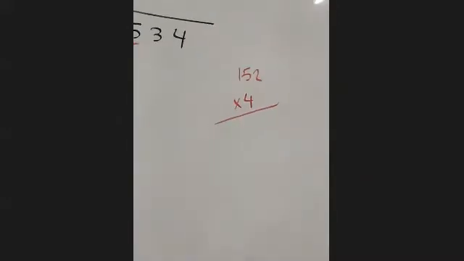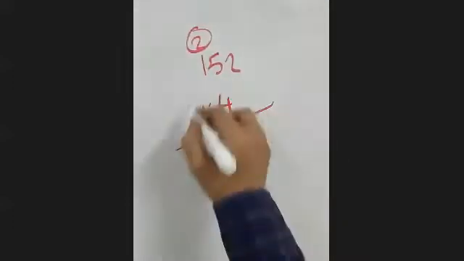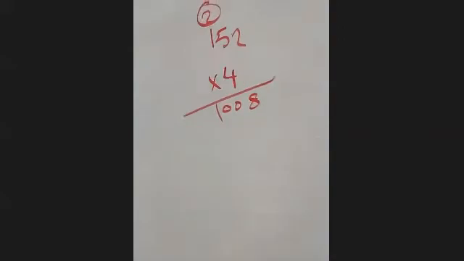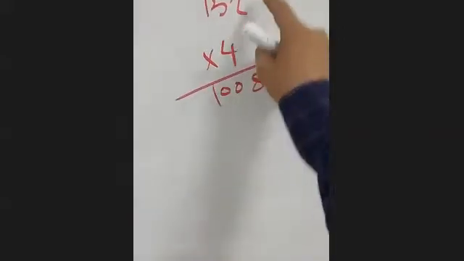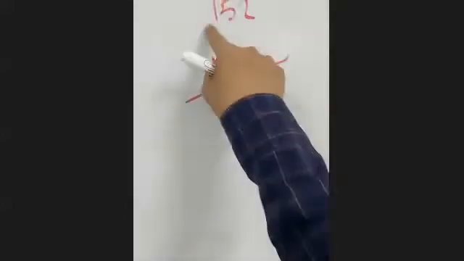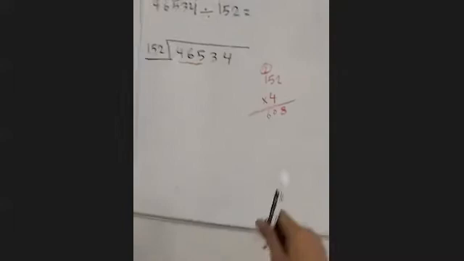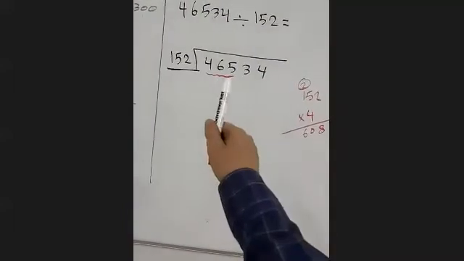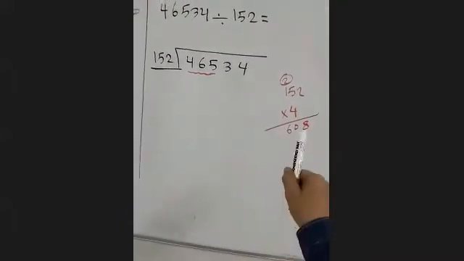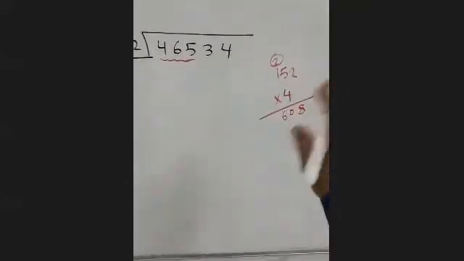Let's multiply normally. 4 by 2, 8. 4 by 5, 20. 4 by 1, 4, with 2, 6. Now look here. 608, but I want 465. This number is bigger than 465, so the 4 is not valid here.